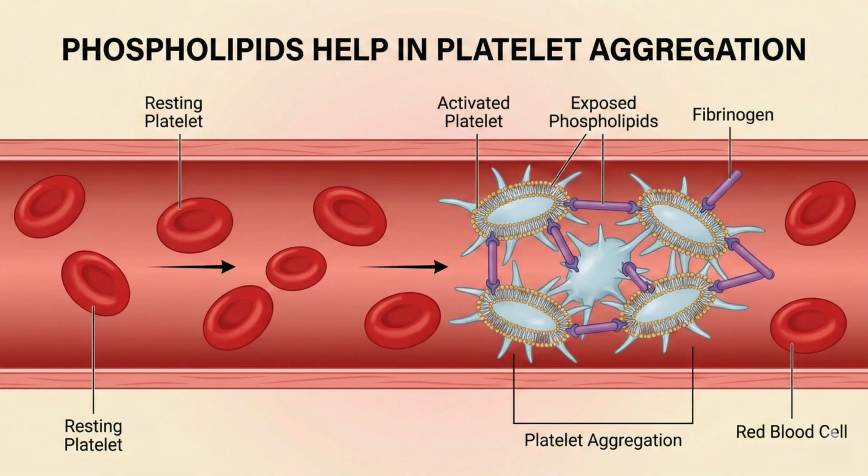Finally, function 12. Platelet aggregation. Those same exposed phospholipid surfaces help platelets stick to each other and to fibrinogen. This allows them to clump together and form the initial plug that seals a wound.